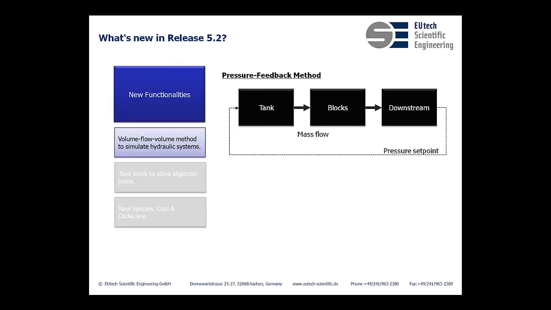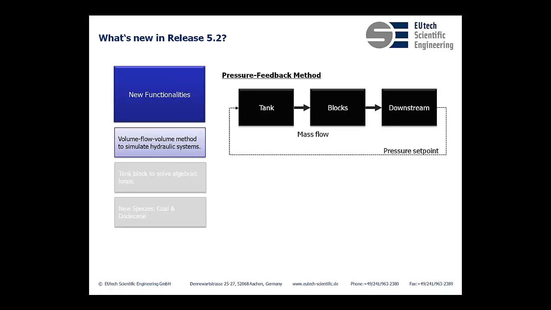Until now, we had the pressure feedback method when we needed to simulate a closed-loop hydraulic network. Well, the pressure feedback method, just to give you a quick overview, worked by having an upstream block, which is in this case the tank, and a downstream block, and the set of blocks in between that represent the hydraulic network. The downstream block specified what is the pressure at this point in the network.